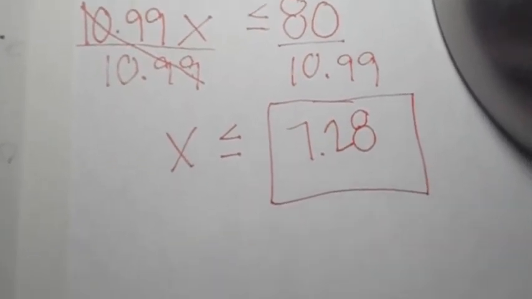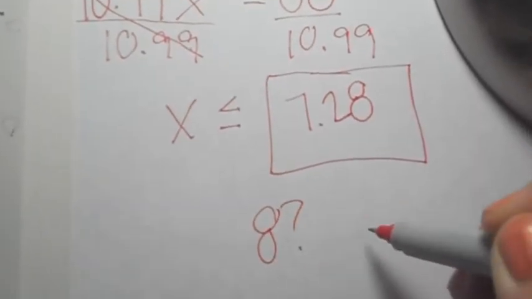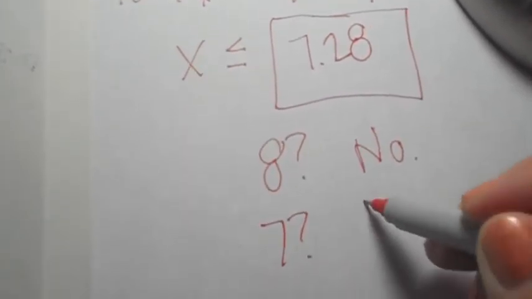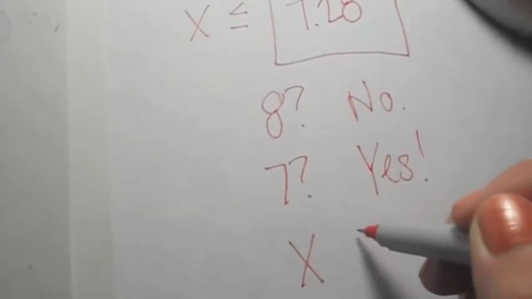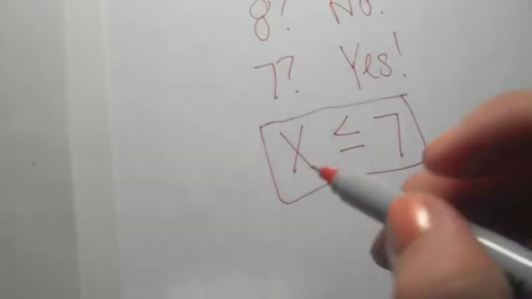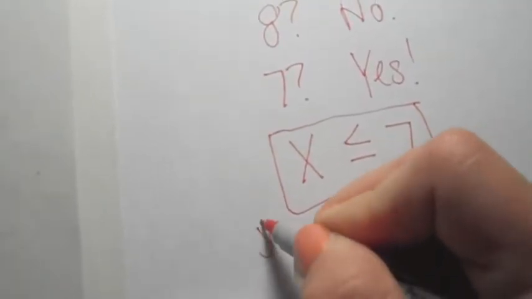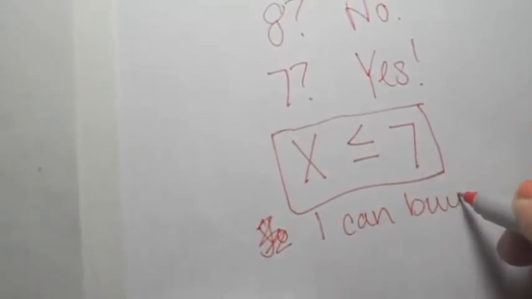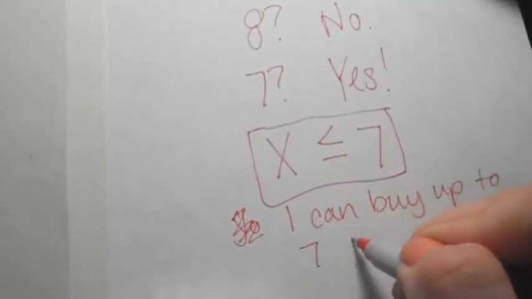So, can we buy 8? No, we can't. Can we buy 7? Yes. So, our answer here, you can buy up to 7. Or, I guess I'll take ownership. I can buy up to 7 flats.